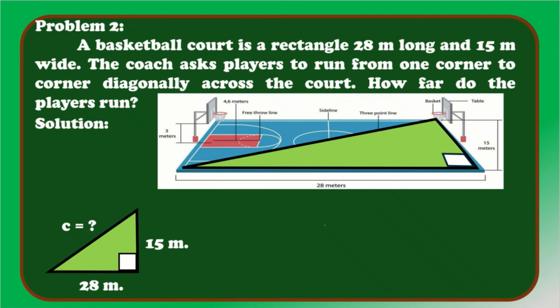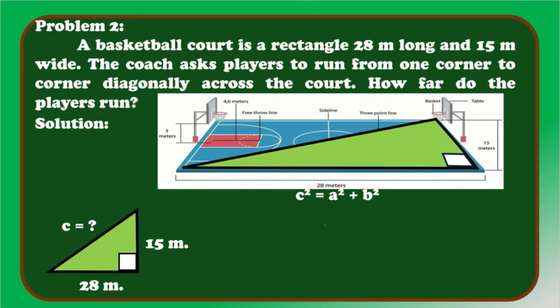c equals blank. Now, if we observe it, it is the diagonal pattern that is formed, or the diagonal route of the players. 15 meters is the width of the court, and 28 meters is the length of the court. Now we're going to use the Pythagorean theorem in order for us to obtain the distance that the players run. Let's have c squared equals a squared plus b squared.